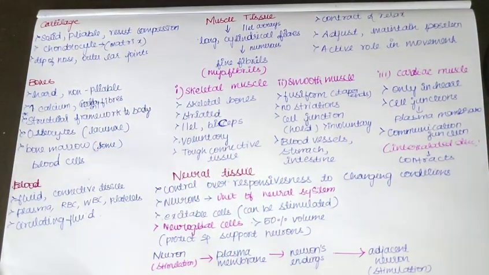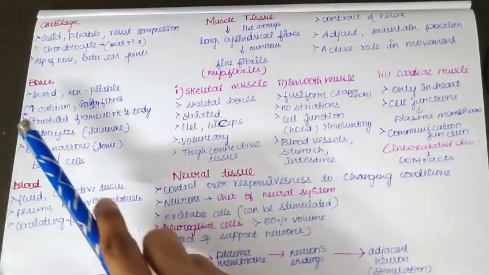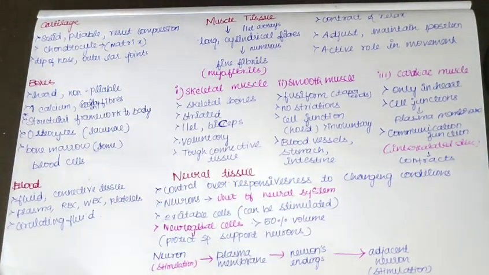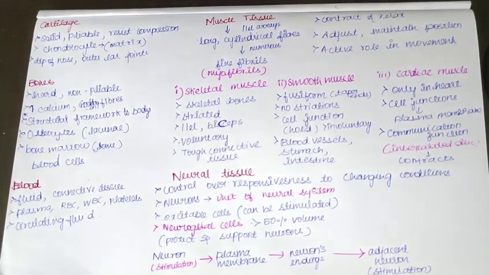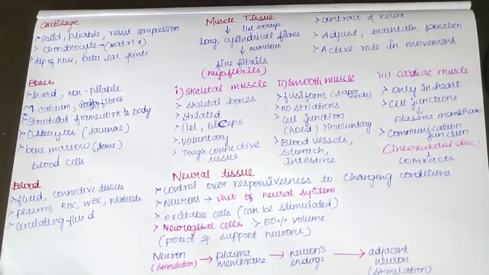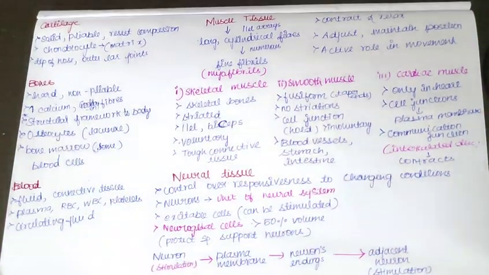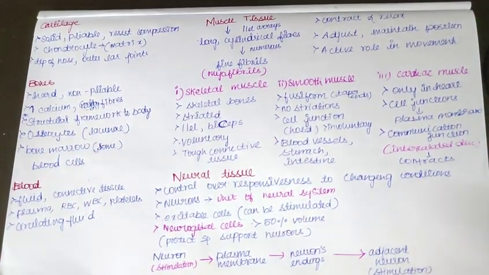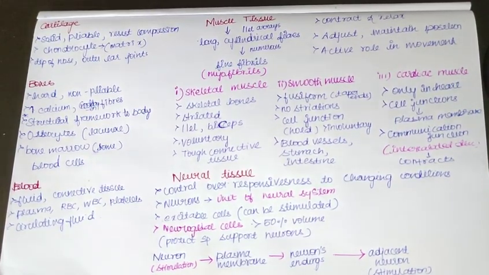To talk about bones, they are hard and non-pliable, which means they are not flexible. Okay, and they are rich in calcium and also collagen fibers. That's why people suggest that we drink milk, because it is also rich in calcium, which helps in the growth of bones. And they act as a structural framework to the whole body.